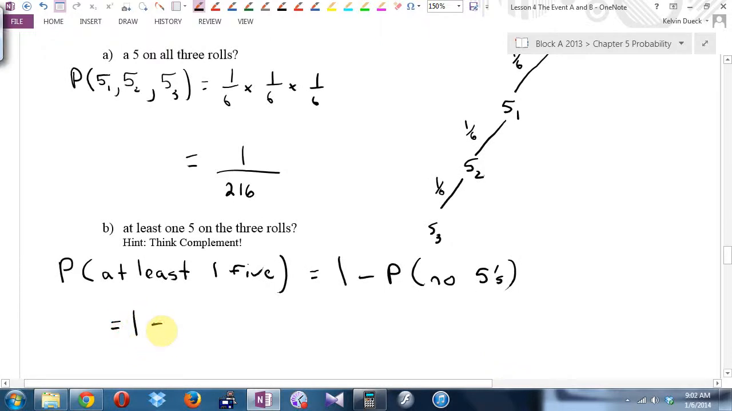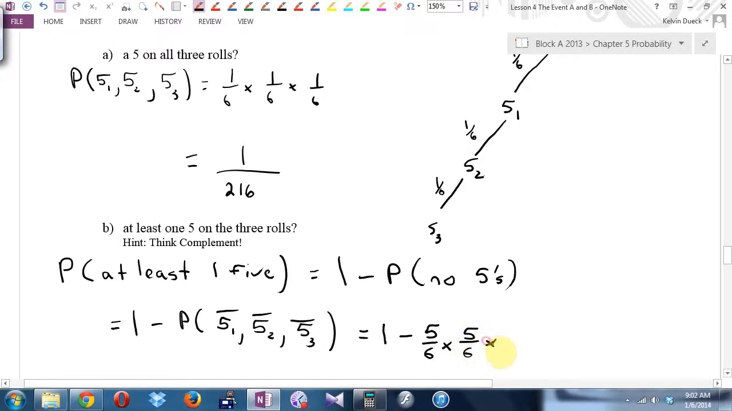How many times are we rolling? 3 different times. Let's see if we can just figure this out. Now this means 1 minus the probability of not a 5 on the first, not a 5 on the second, not a 5 on the third. And remember that horizontal bar is our abbreviation for not. All right. What's the probability that you don't roll a 5? And what's the probability that you don't roll a 5 on the second roll? And what's the probability that you don't roll a 5 on the third roll?